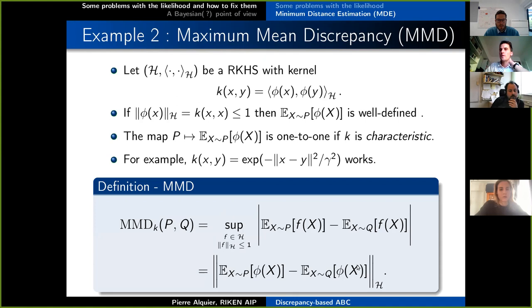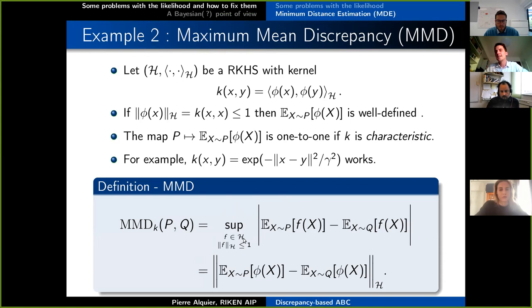But it appears that just rewriting a norm as the sup of a scalar product with any vector of norm one, you can rewrite it as an integral probability metric. So in this case, the set of functions is the set of all functions in the Hilbert space H whose norm is smaller than one.